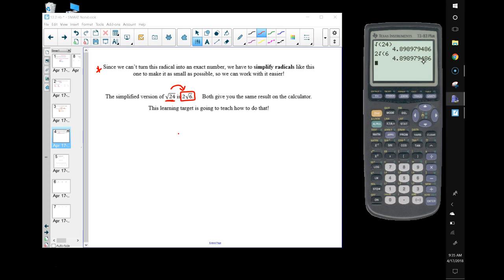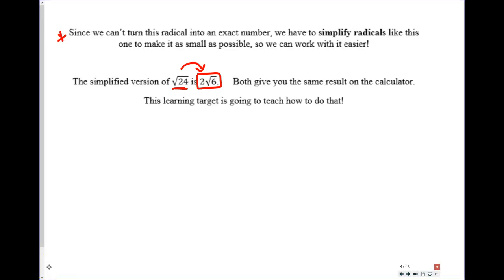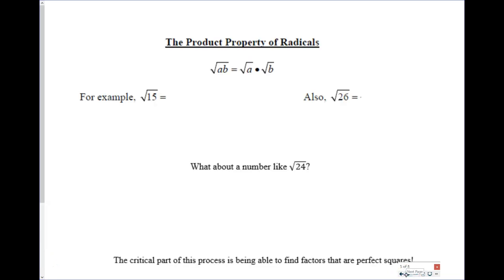Now, how did I get that 2 square root of 6? That is the goal today, to get you guys to be able to do that. There's a really important property that we have to use to make that happen. And that property is the product property. This property is really simple to understand. It says, look, if I have a square root of a number, then I can take the 15, or whatever number's underneath it, and break it into 2 factors like we've been doing for almost the last month or so.